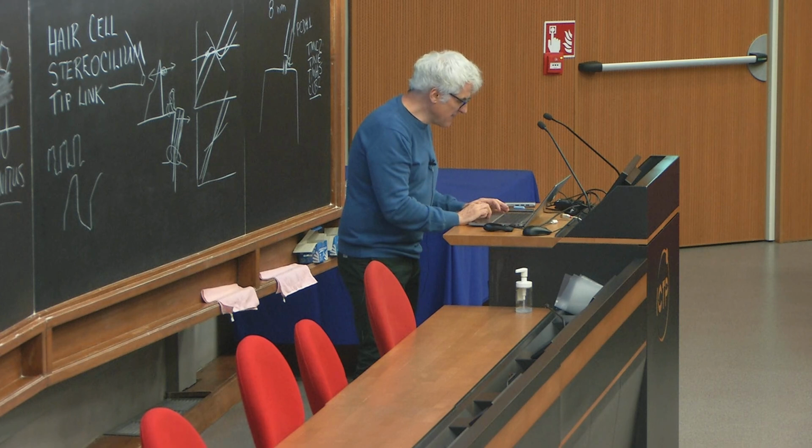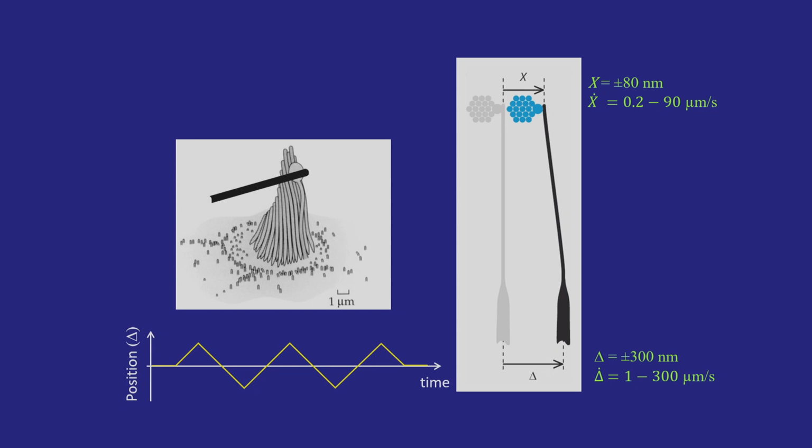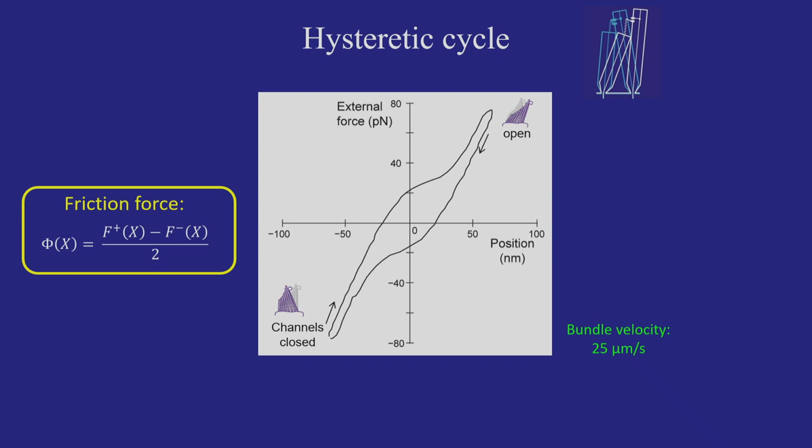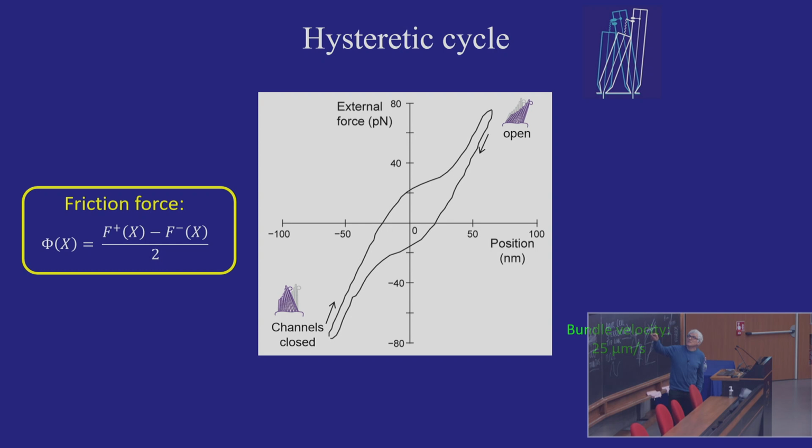If you do something like this, you don't apply a step. You apply a continuous movement to the base of the fiber. You move it back and forth. Now the channels are brought out of equilibrium, because it's continuously on the move. In that case, this is what we measure. The force-displacement relation now shows hysteresis.